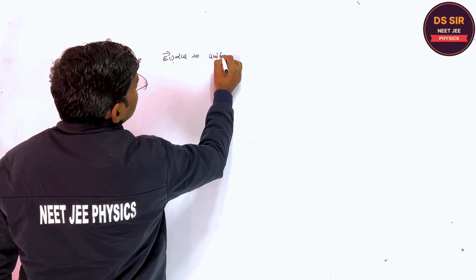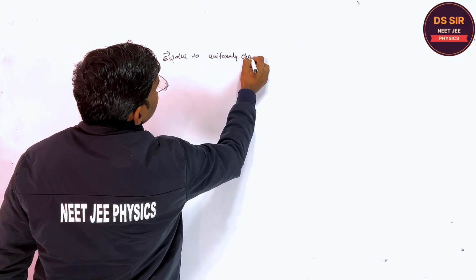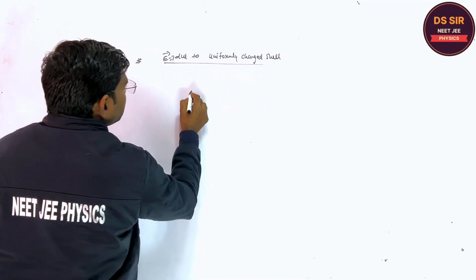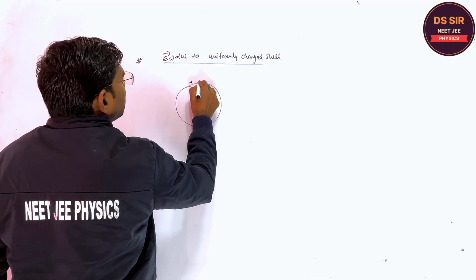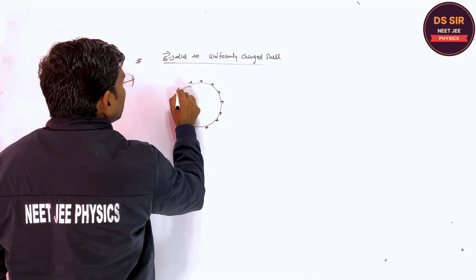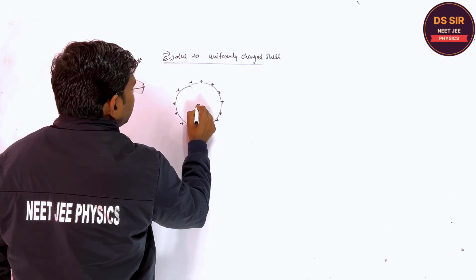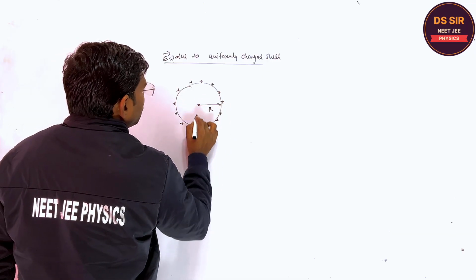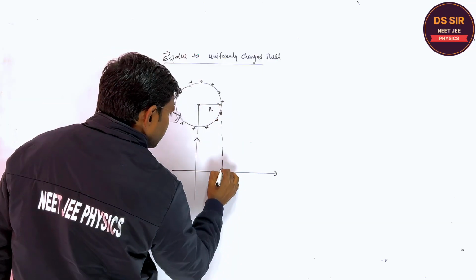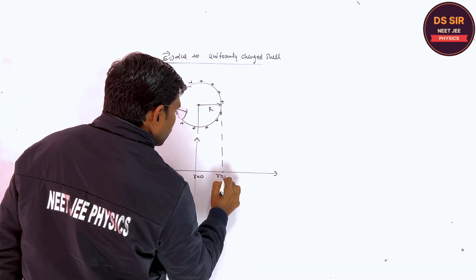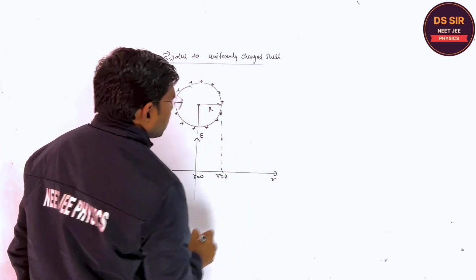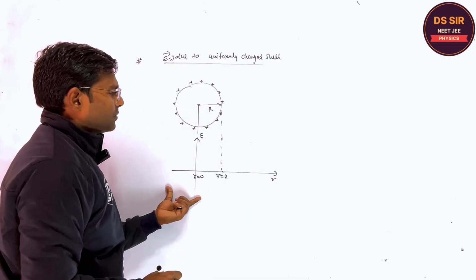So the next application of Gauss's law: the electric field due to a uniformly charged shell. Suppose this is the shell and the charge q is over the surface. Are you getting or not? You tell. The radius is capital R. So you have to find the electric field from r equal to 0 to capital R, as a function of r. So there will be two cases.